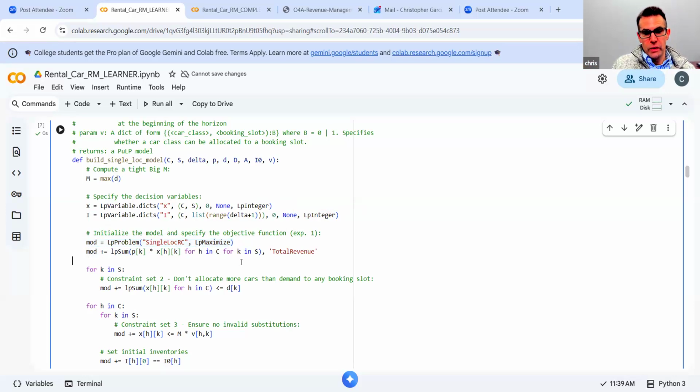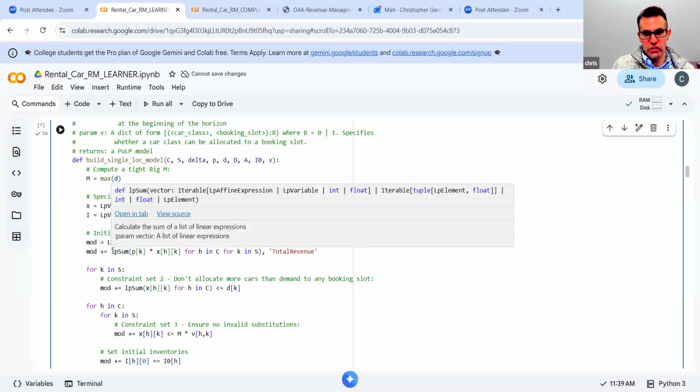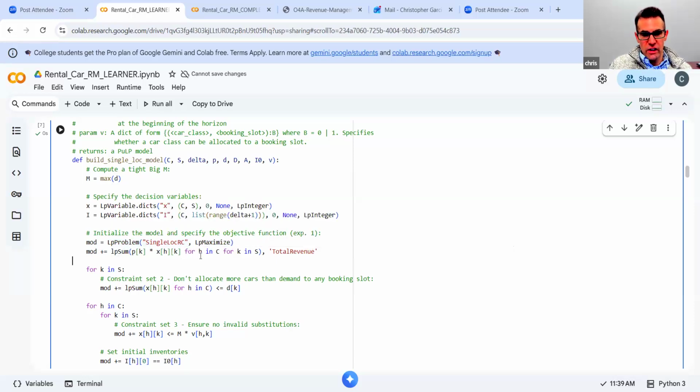So as we add the objective function, we're going to say mod plus equals. Again, this is just our objective function that we saw before. We're going to sum over each car class H, over each demand slot K, PK, which is the price of that slot, times XHK. Okay, and we're going to call this total revenue. So this adds our objective function.